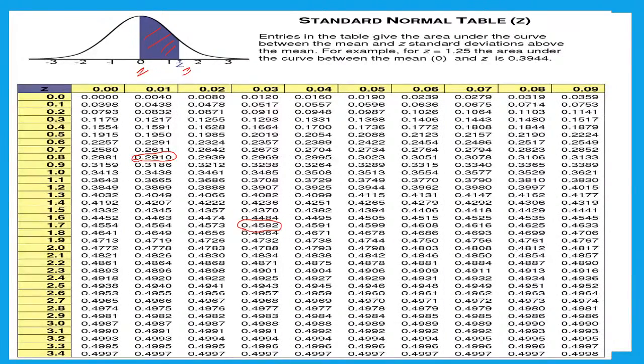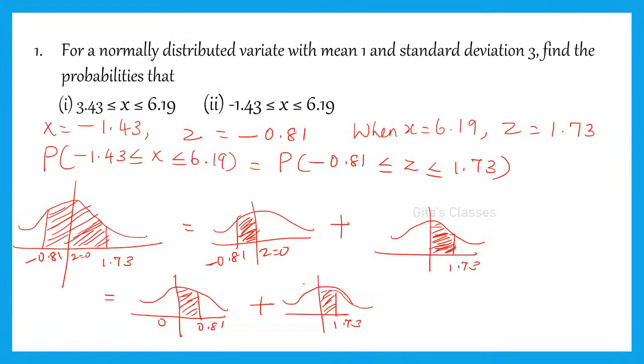0.2910 and 0.4582, right? So this is equal to 0.2910 for 0.81 plus 0.4582, that is 0.7492. I hope all of you understood, right? Yes. Okay, I'll explain. Wait. Bhavana, it is correct. Yes, ma, I'll explain once again.